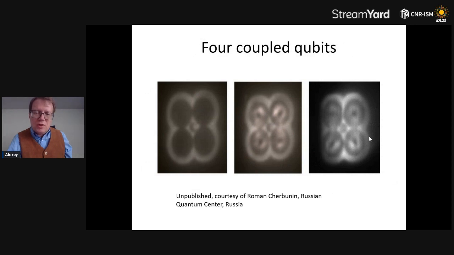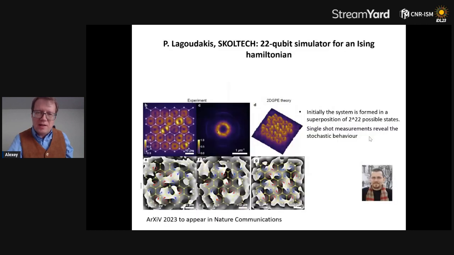So that was, of course, the concept. The realization, it is now being done. So here are 4 coupled qubits already realized, and here are 22. So again, a tremendous breakthrough in the group of Pavlos Lagoudakis in Skoltech, to appear in Nature Communications very soon. He managed to couple 22 polariton qubits on a hexagonal lattice.